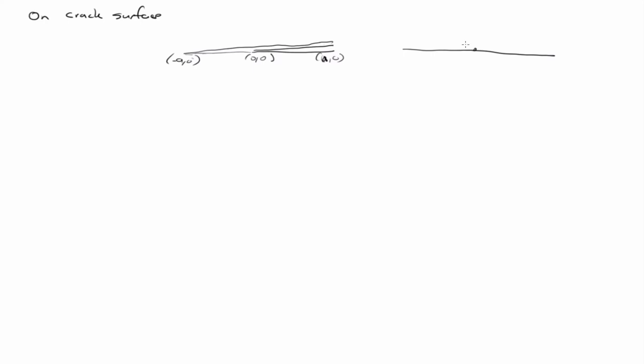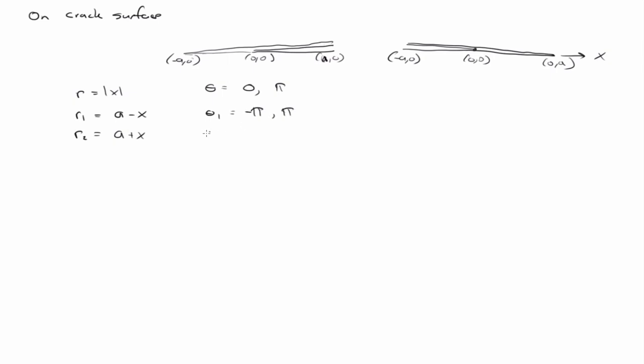So on the crack surface, R is the absolute value of X. Remember, X is this guy. Since it can go either way, R is the absolute value of X. R1 is A minus X. R2 is A plus X. Theta is either 0 or pi. Theta 1 is minus pi or pi. Theta 2 is 0 or 2 pi. And then our convenience variables, R is this. Gamma is either pi over 2 or 3 pi over 2.